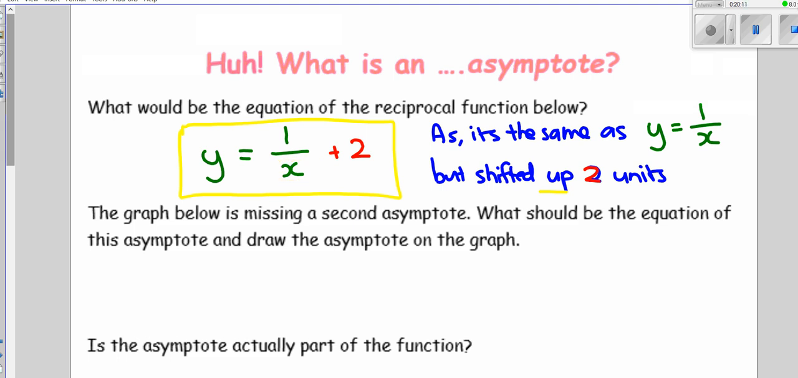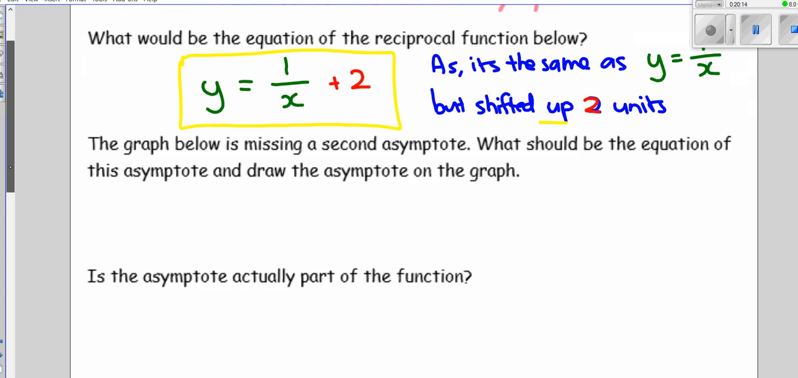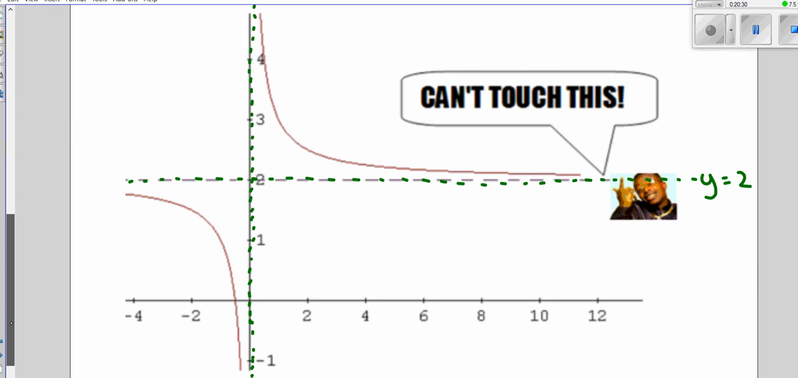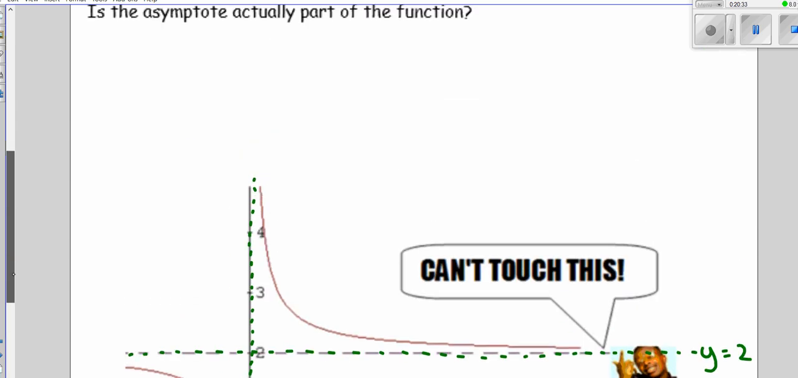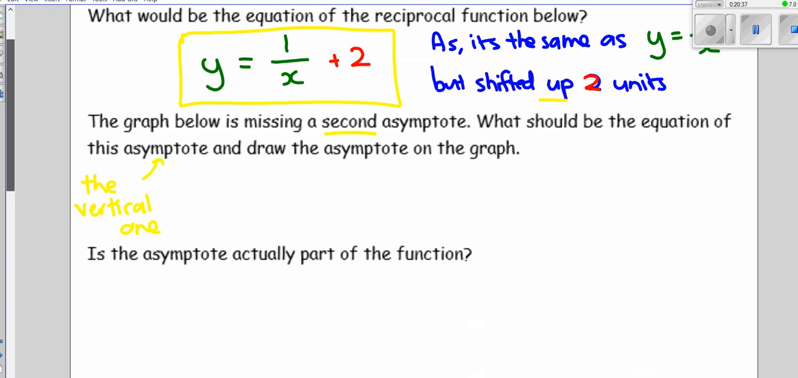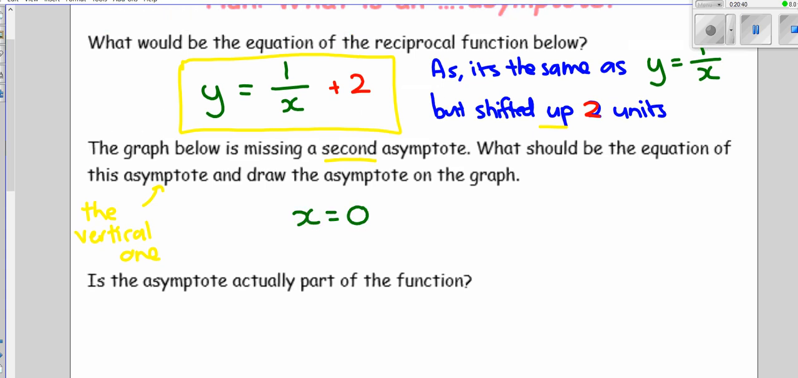The graph below is missing a second asymptote. It was the vertical one. What would be the equation of this asymptote? The horizontal one was already filled in, so the vertical one, and draw the asymptote on the graph. So that's the second one we drew, which was the vertical one. Its equation was x equals 0, because it cuts through x equals 0 on the x-axis. So it would be just x equals 0. The equation of the horizontal one was y equals 2, which is on the graph already.